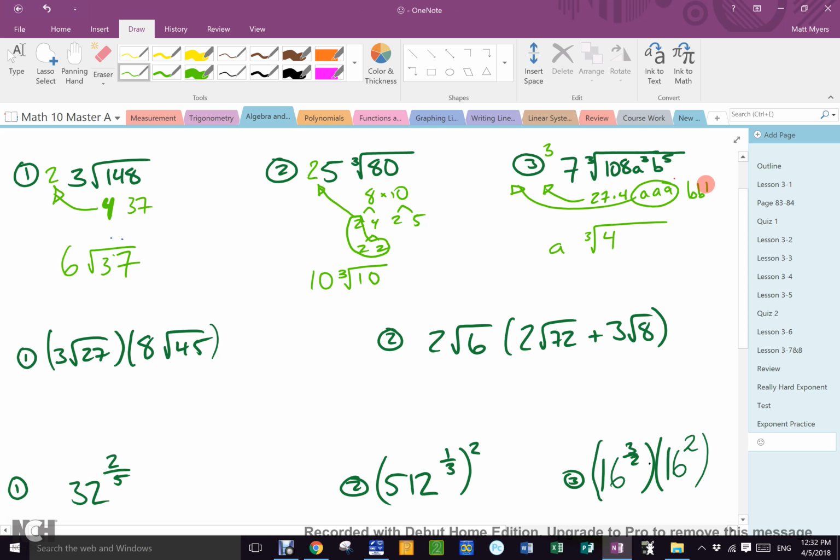Yeah. B, B, B, B, B. Can you get a group of 3 out of there? Yes. Right. How many groups of 3? 1. So out comes a B, and what stayed under there? BB. But we would never write BB, would we? No. Because we're math people, and math people would write B squared. What do I do with the 3 and 7? Multiply them to get 21. 21 AB cube root 4B squared. Because you can only get out 1B.